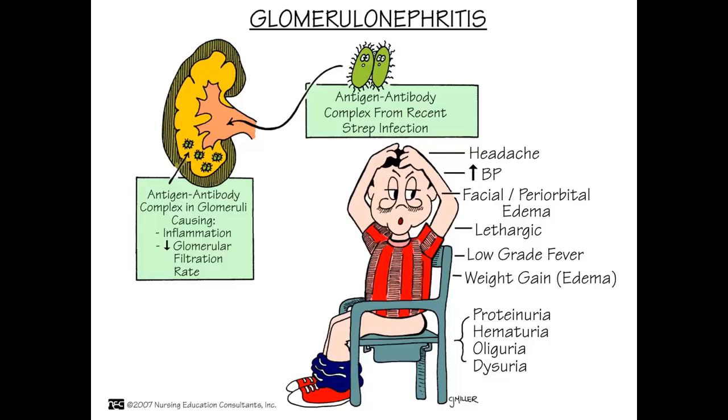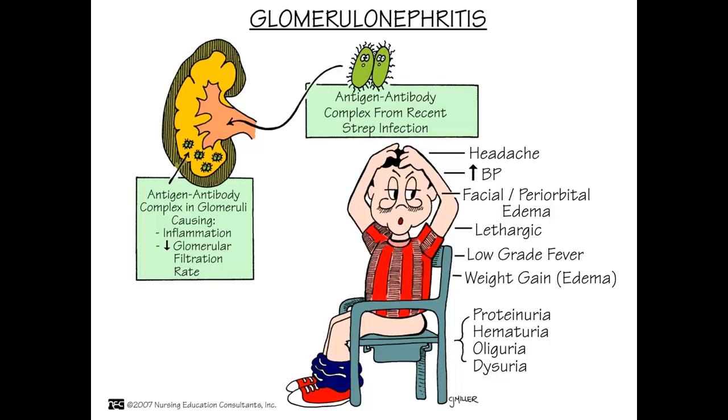Some of the symptoms we may see with a patient who's developing glomerulonephritis are listed on the right-hand side. Headache and elevated blood pressure. Now, the headache comes from the elevated blood pressure. Facial and periorbital edema, so we have edema in the face and under the eyes. Lethargy, low-grade fever, and weight gain. Since we have edema occurring, we might see swelling in the ankles and other parts of the body. In the urine we can see proteinuria, protein in the urine, and blood in the urine. We can have oliguria, decreased urine output, or dysuria, pain with urination. All of those things can occur as a result.